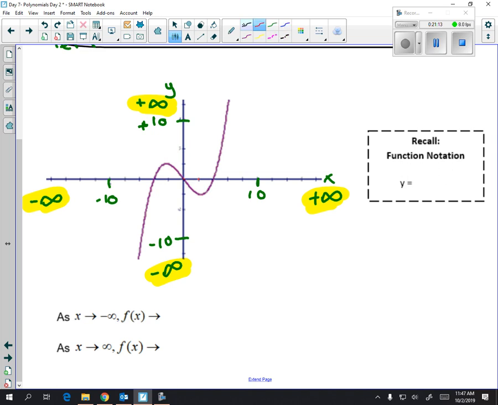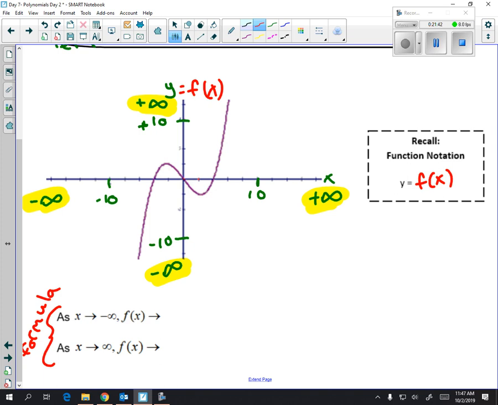Now, when we're talking about behavior, you do need to remember that function notation. Instead of writing y equals, we tend to write f of x equals. So if they're talking about x, we're going left and right. If they're talking about f of x, you're going up and down. Now to write end behavior, this is a formula you are always going to start out with.